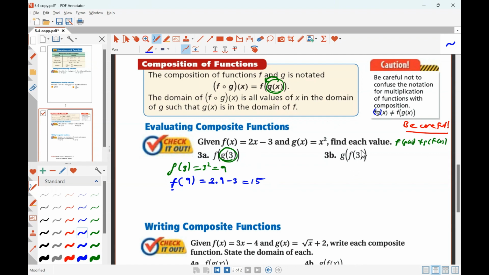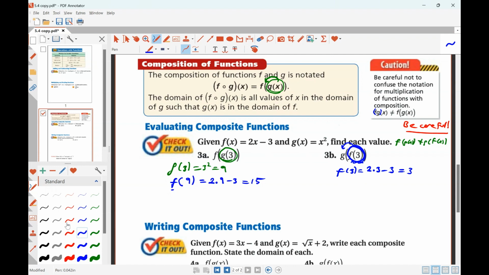Let's take a look at the opposite. Let's reverse the roles of f and g. Now the inside function becomes f, the outside is g. So take the inside function and put it into the outside function. The first thing we need to do is evaluate the inside function, which is f of 3. What is f of 3? You plug in 3 for x. It is 2x minus 3. Replace your x with 3. 2 times 3 is 6. 6 minus 3 is 3.